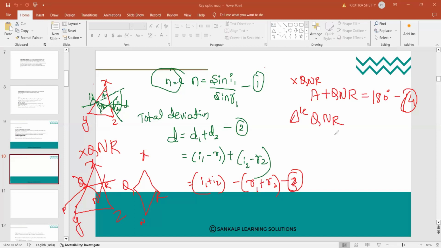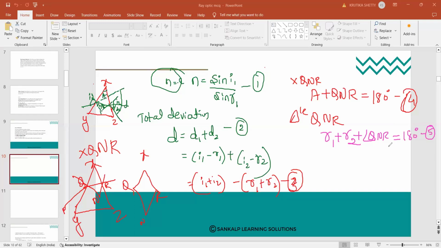So now, from the triangle QNR, the sum of the interior angles, R1 plus R2 plus QNR, is equal to how much in the triangle? What is the sum of the interior angles in a triangle? Yes, it is 180 degrees, correct? So this is 180 degrees, it is equation 5.